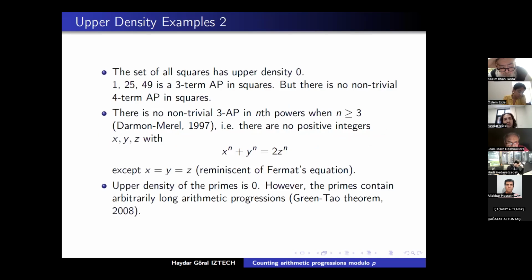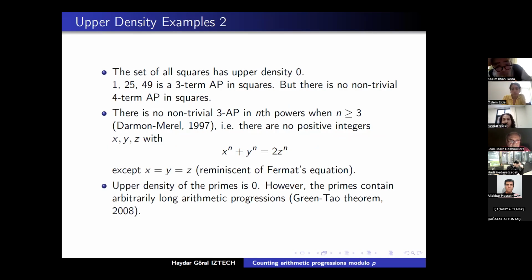From the algebraic point of view, you can consider the squares. So 1, 4, 9, okay? Then the density, of course, is 0 because up to x, there are more or less square root of x many squares. But still, you can find a three-term arithmetic progression in squares, like this: 1, 25, and 49. But one can show that you cannot find a four-term arithmetic progression in squares.